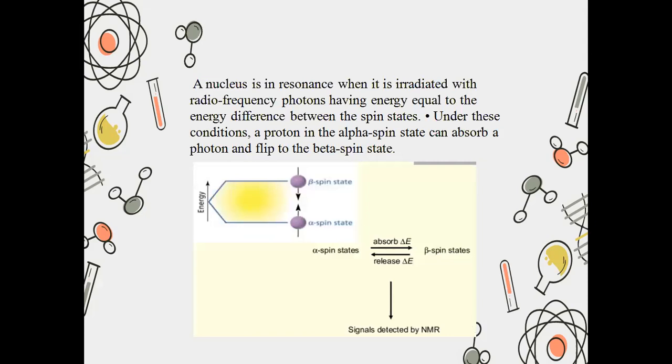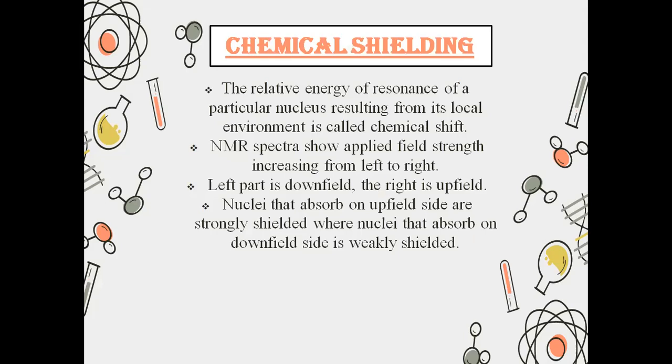A nucleus is in resonance when it is irradiated with radio frequency photons having equal energy to the energy difference between the spin states. And under these conditions, a proton in the alpha spin state can absorb a photon and flip to the beta spin state. Here you can see alpha spin state. When a proton is in alpha spin state, it will absorb the energy, that is radio frequency photon, and reach the beta spin state. And when beta spin state releases energy, that will give signal detected by NMR.